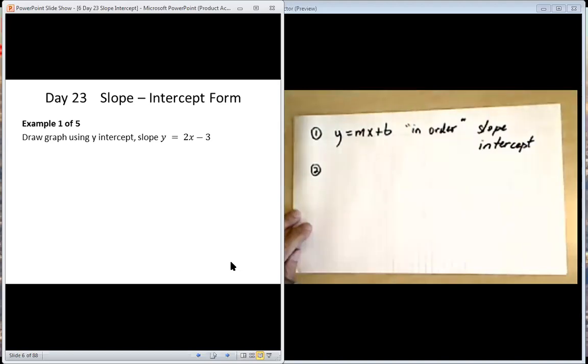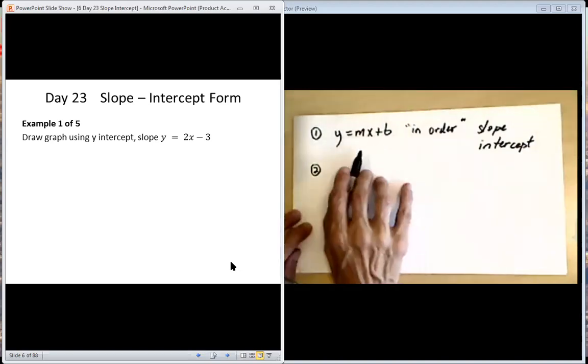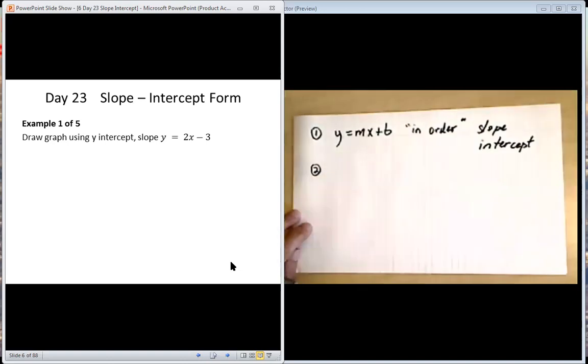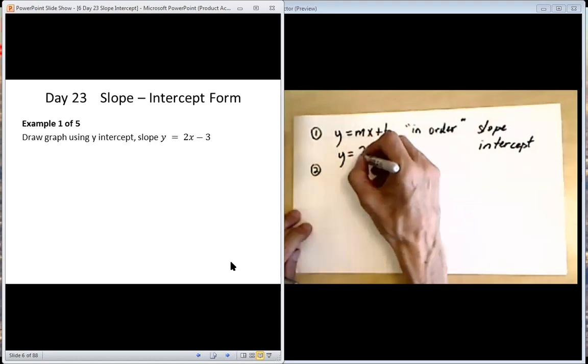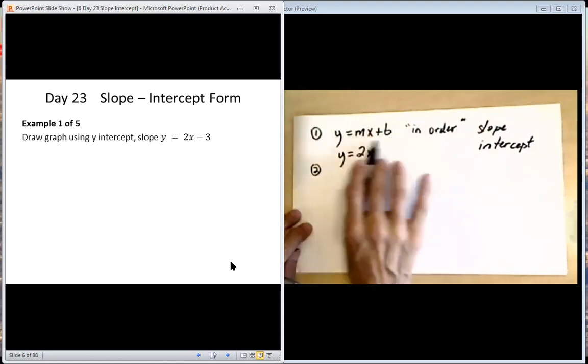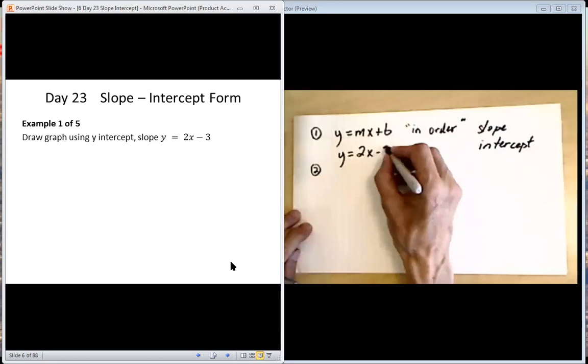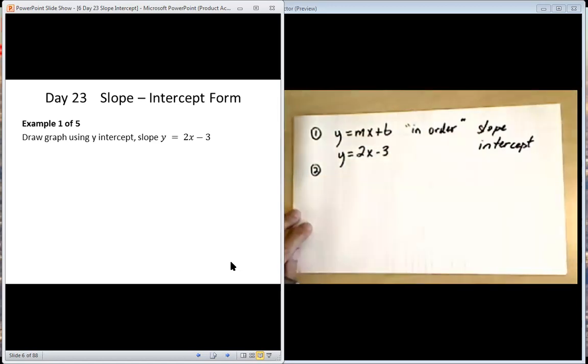Oh, wait, yeah. Maybe I'll put the real equation in there, not just this, right? What is the real equation? 2x minus 3? This is in number 1. This is the order, and here it is for the question. Okay, good. Yeah, for step number 2 now, this will help.